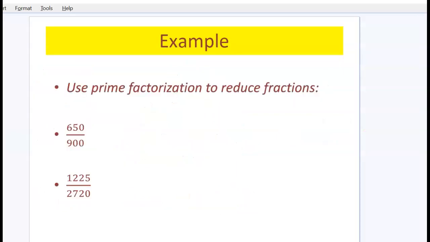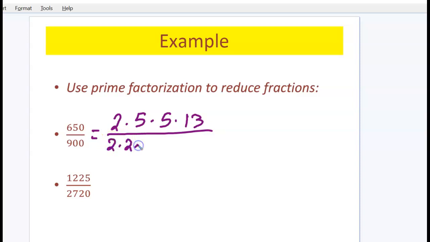All right. Finally, another application of prime factorization is when we're reducing fractions. Now, some of our calculators will automatically reduce these, but you could use your prime factorization skills to do this. So if you did a factor tree for 650, and I'll let you do that on your own, the prime factorization would be 2 times 5 times 5 times 13. And if you did one for 900, it would be 2 times 2 times 3 times 3 times 5 times 5.